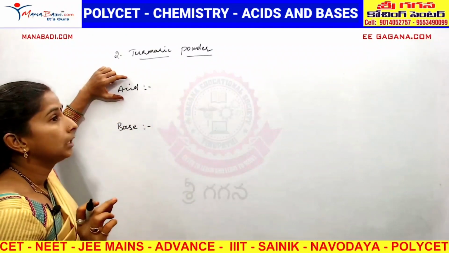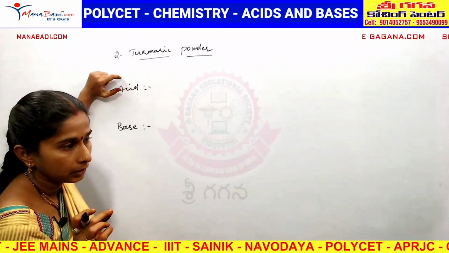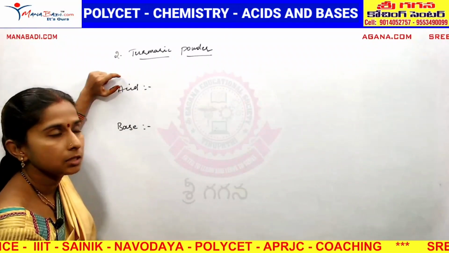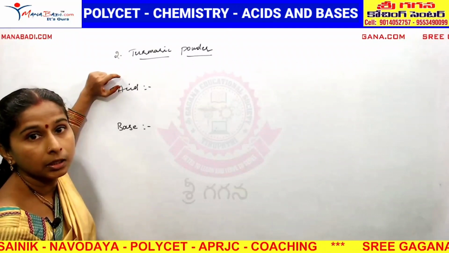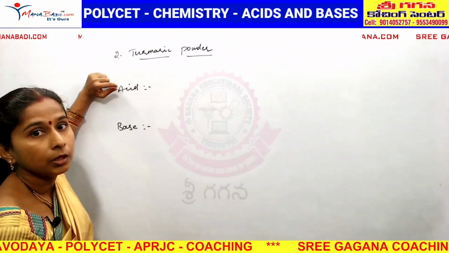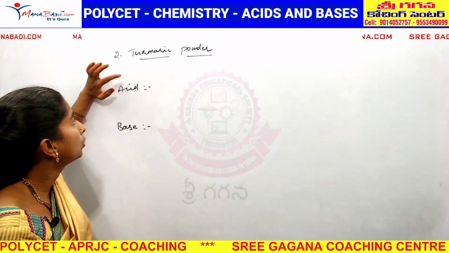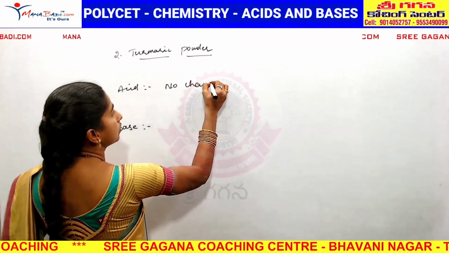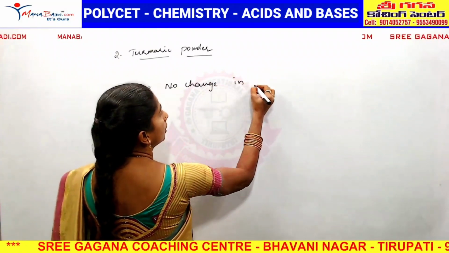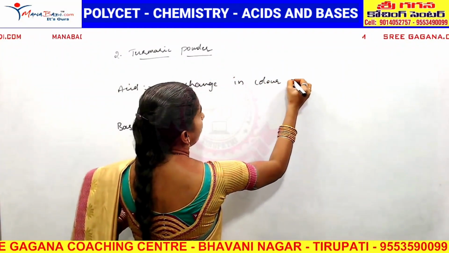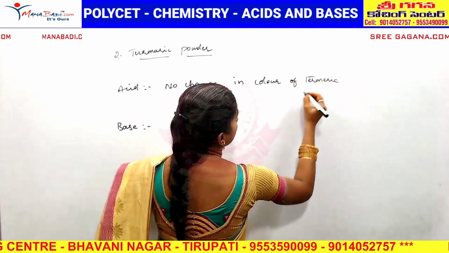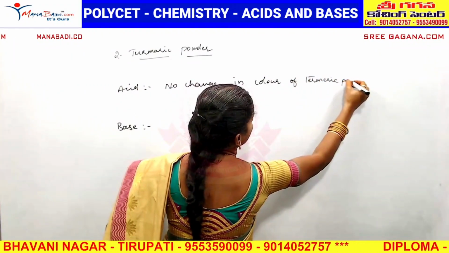So what is the color of that milk by adding the turmeric powder? Yellow color only, means there is no change. Milk contains acid. So if we add turmeric powder to an acid, there is no change in color. No change in the color of turmeric powder with acid, means yellow color only.